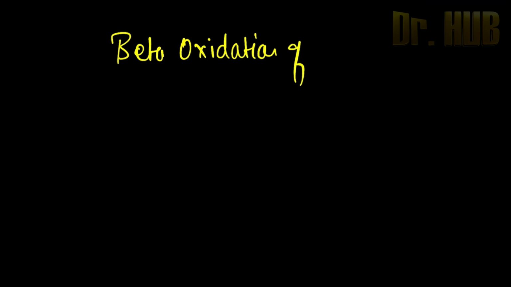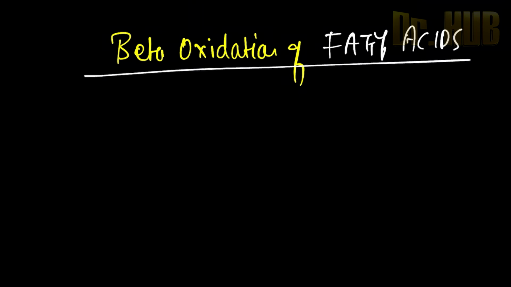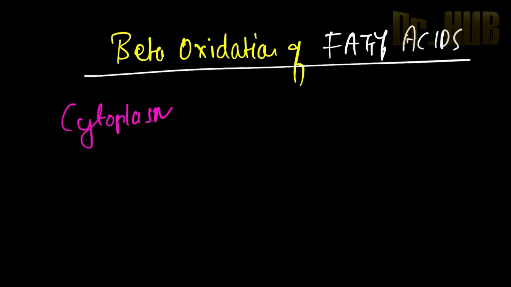Let's look at the beta oxidation of the fatty acids. Under this beta oxidation of fatty acids, we need to know two structures, that is the cytoplasm and the mitochondrial matrix. So let's start with the cytoplasm.